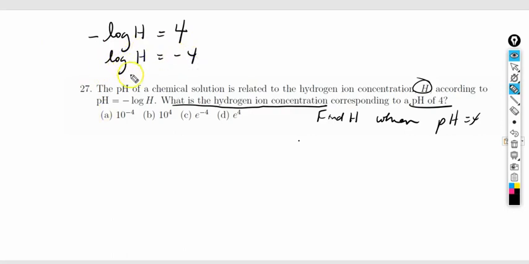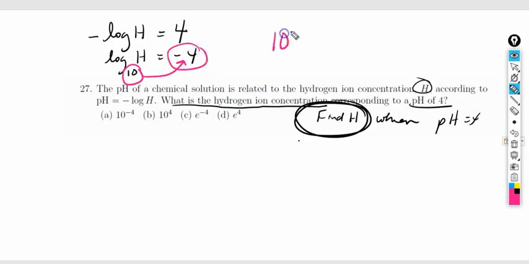Now, if it's log and nothing written there, what is the base? The base is 10. Now we're going to do the conversion because we've been told to find h. The conversion formula says the base raised to this power is equal to the argument. So find h. I have found h. It's 10 to the -4th. The answer is A. The answer to 27 is A.